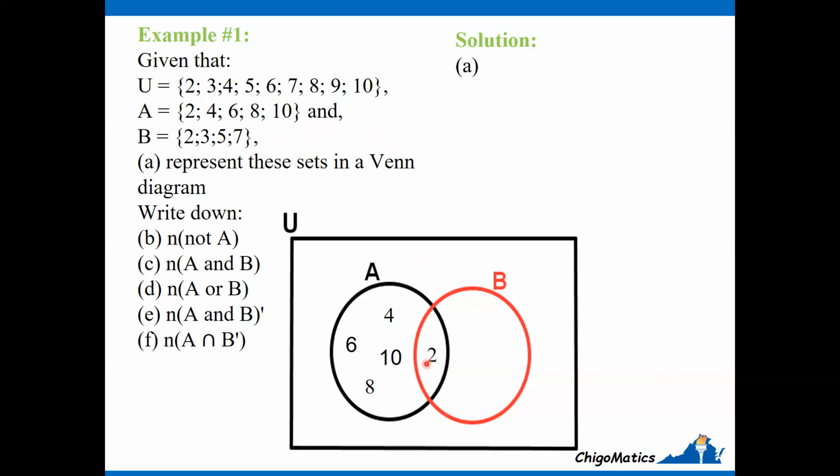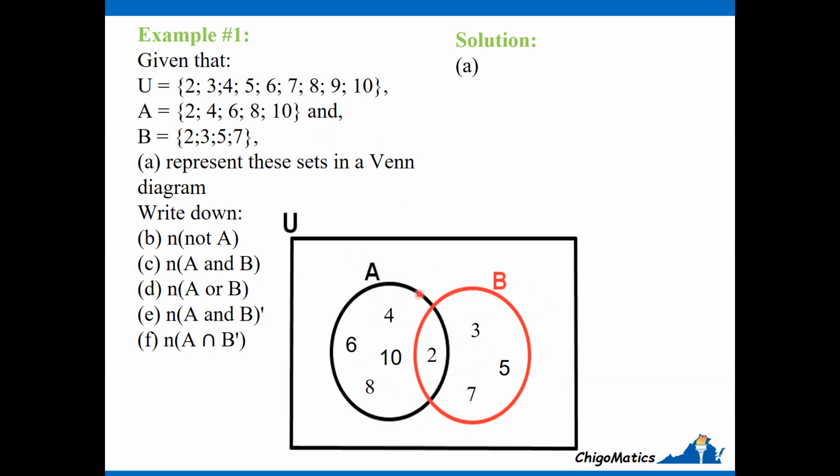We go to B. Of course, the red circle represents B. Anything inside the red circle is in B. So the 2 is already there. Therefore, we represent 3, 5, and 7. Then check, we have 4 elements in set B. So we count 1, 2, 3, 4. So we are done with representing A and B.